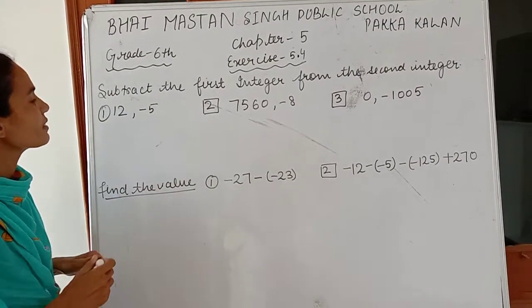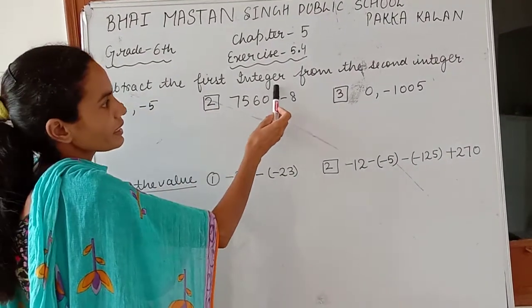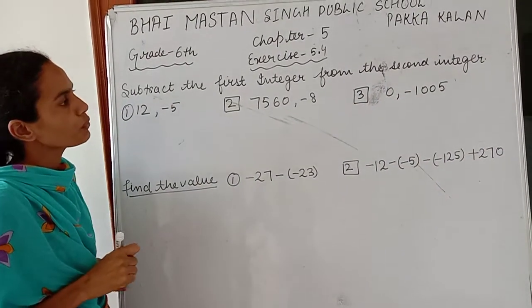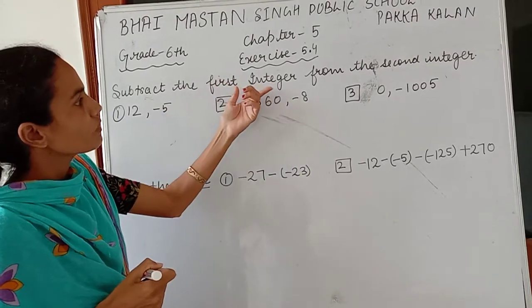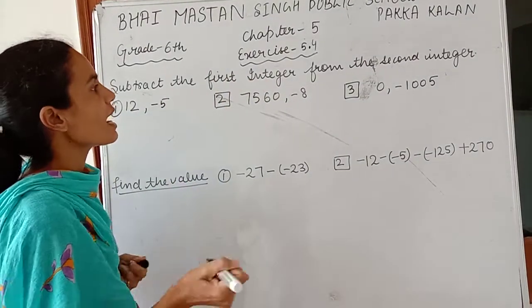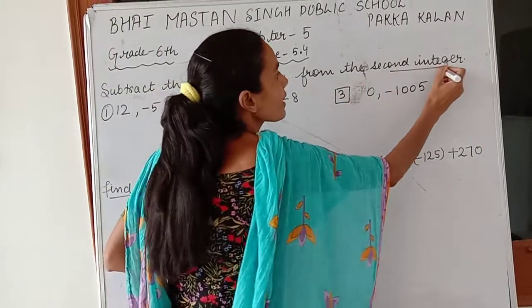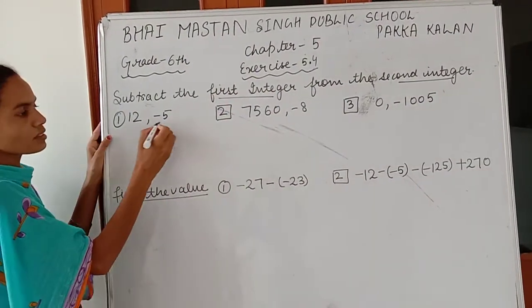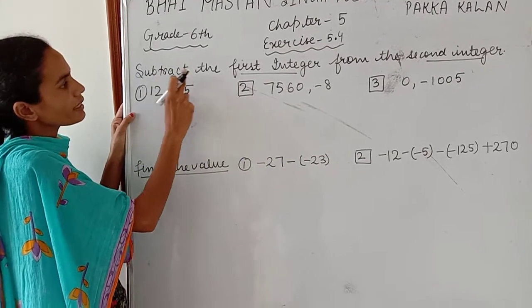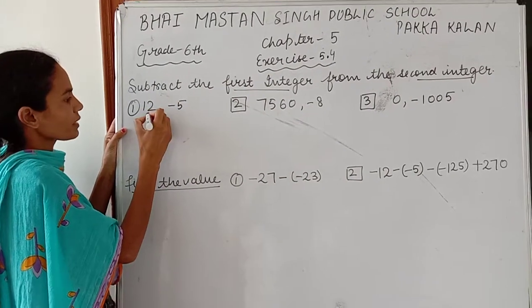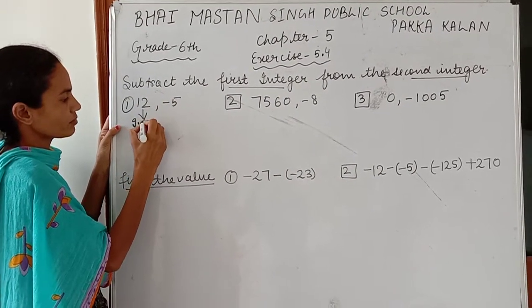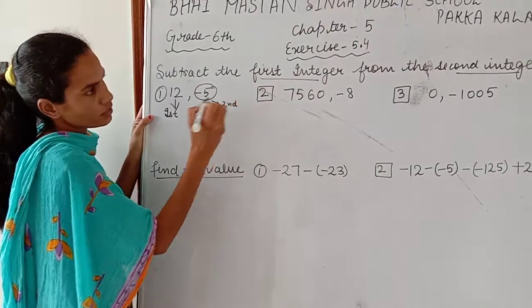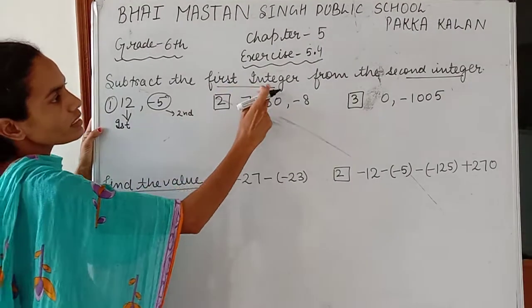Now the first one is: subtract the first integer from the second integer. So firstly we will know which one is the first integer and which one is the second integer. Suppose that this is your sum. Question: subtract the first integer. This is the first integer and this is the second. First integer from the second.